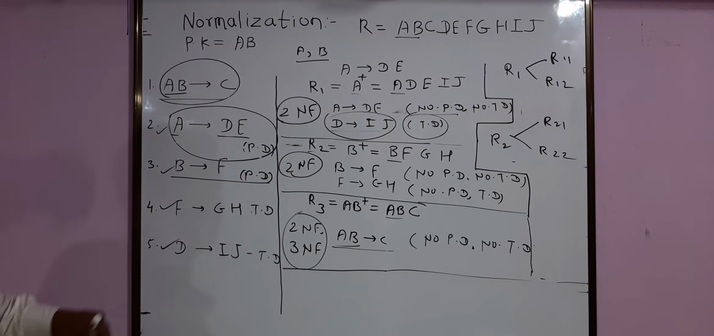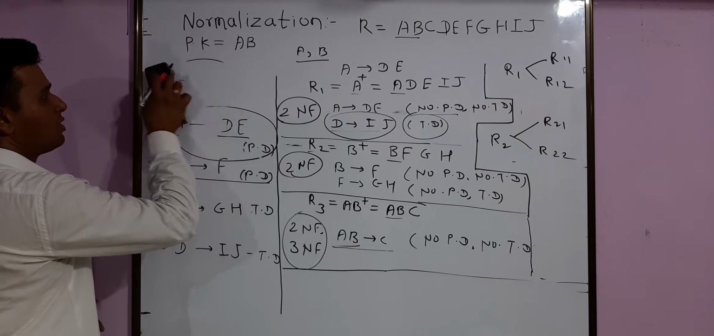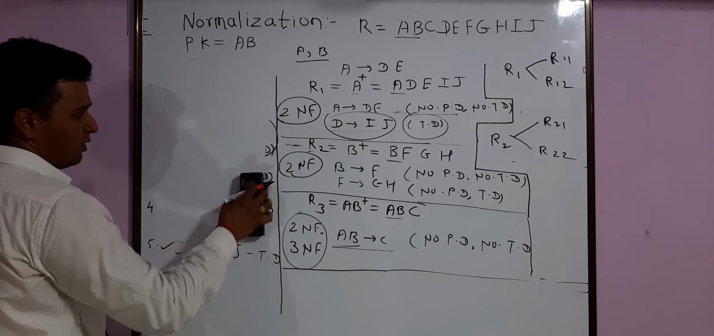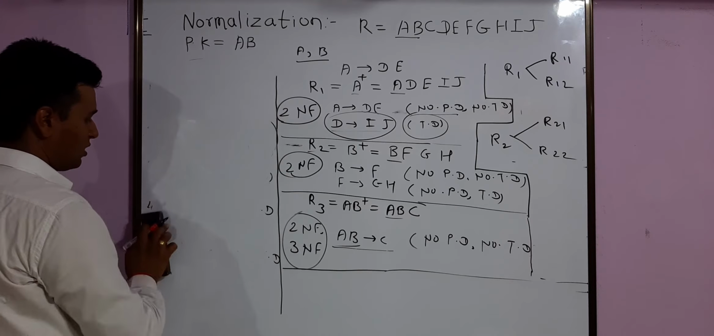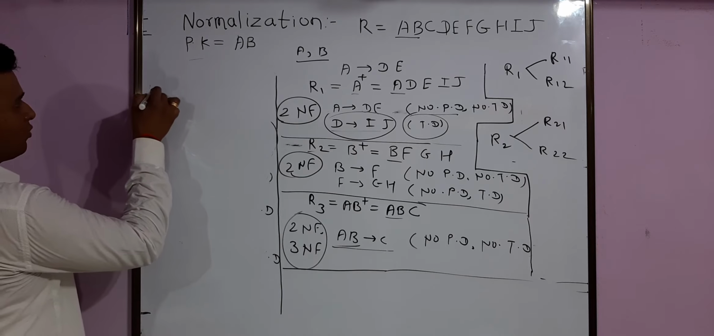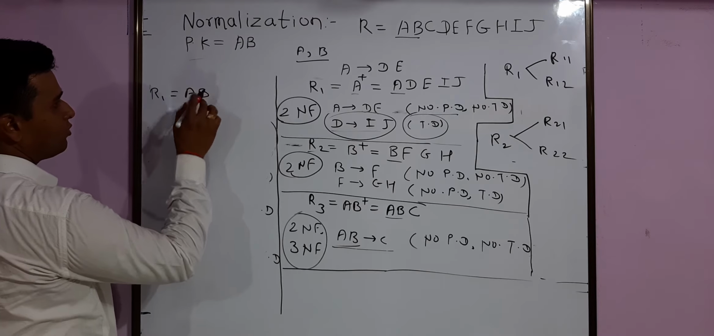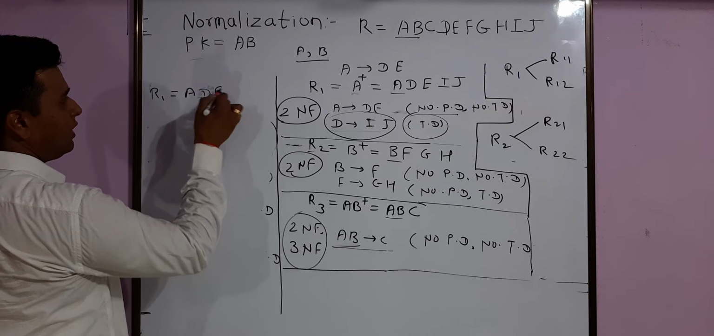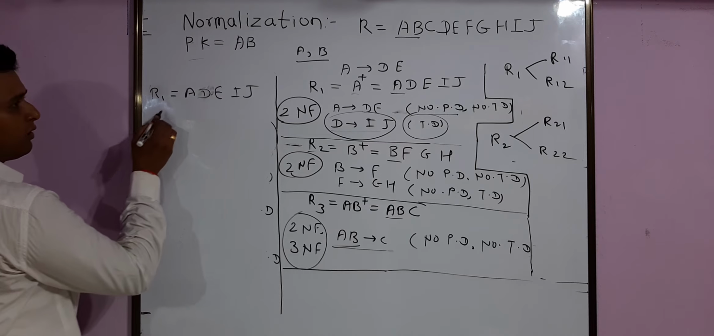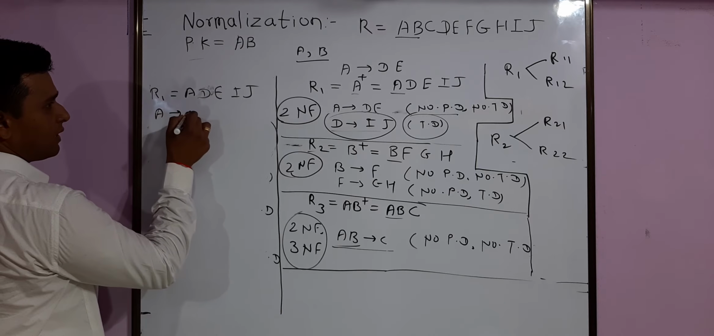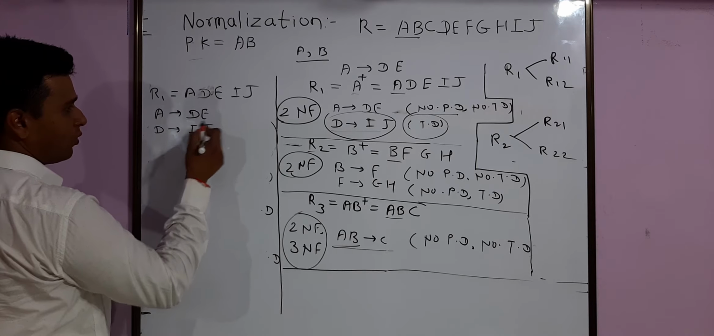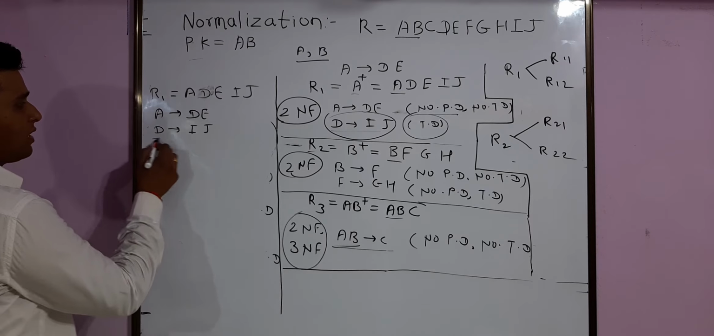Now understand. I have all the functional dependencies originally in this table. Just note this, and I am cleaning the board, and I will solve this problem of how to convert this relation into 3NF. Now we will have R1 like this. What is R1 here? A, D, E, I, J. And what are the functional dependencies of R1? A determines DE and D determines IJ. Now this is having a problem.